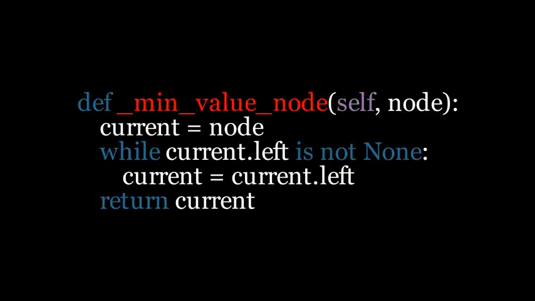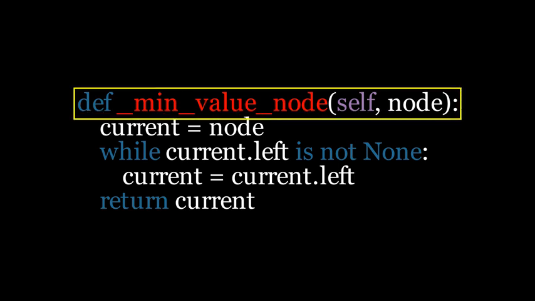Before moving on to the delete operation, it's important to understand the min-value node function. This function is crucial when deleting nodes, particularly when dealing with nodes that have two children. The min-value node function takes a node as an input parameter and aims to find the node with the minimum value in a given subtree.